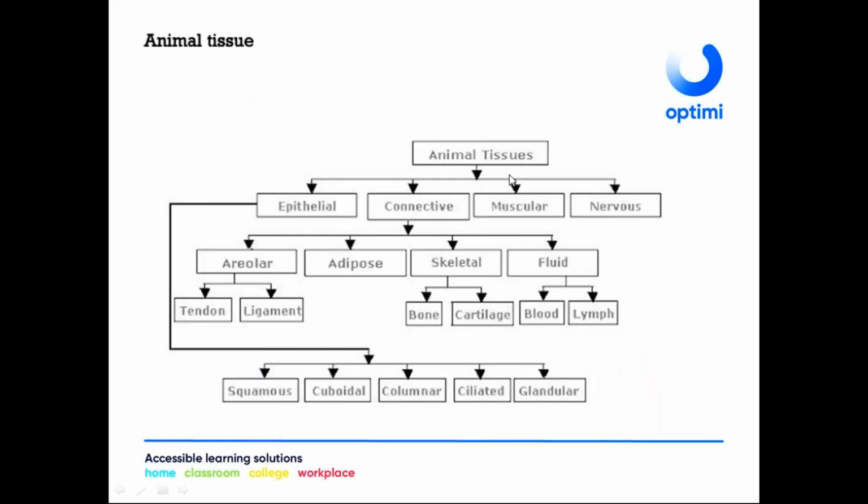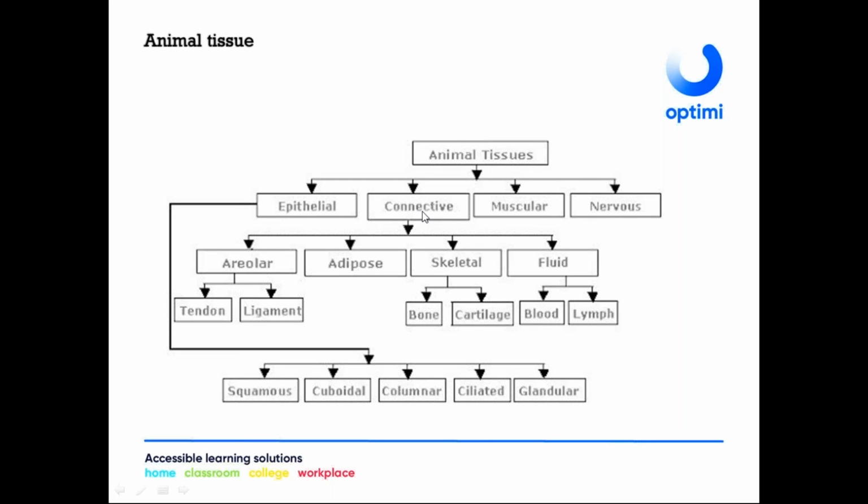Okay, and then we have animal tissue. There are 4 different types of tissue found in animals: epithelial tissue, connective tissue, muscular tissue, and nervous tissue. Epithelial tissue can further be divided into 5 types: squamous, cuboidal, columnar, ciliated, and glandular epithelial tissue.